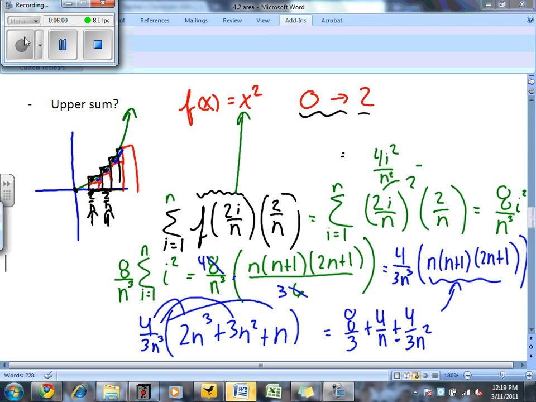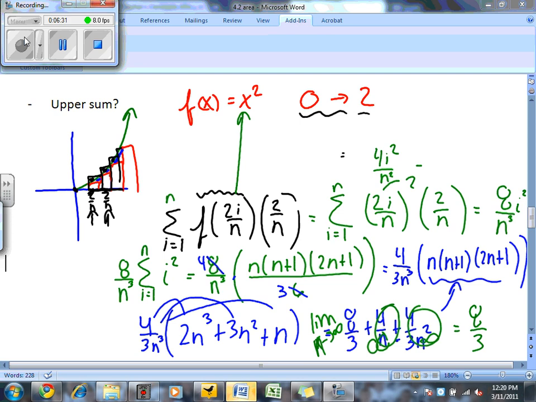Actually, what we find is that if we take the limit of both our upper sum and our lower sum as n approaches infinity, this 8/3 stays the same. Something over infinity becomes 0, and this is something over infinity that becomes 0 as well. We're going to get 8/3. And if you take the limit of our lower sum, you'd get 8/3 as well.